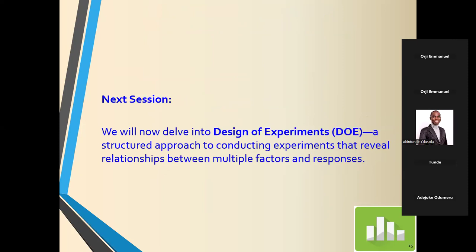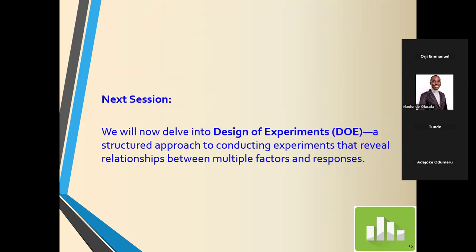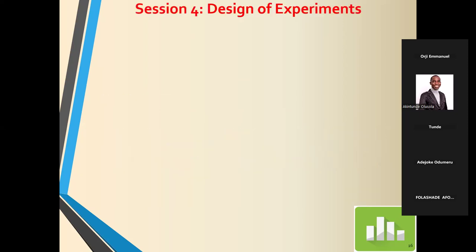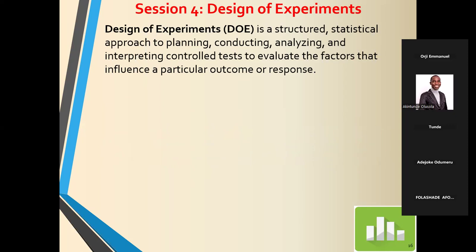Okay, so the next section: we will now delve into design of experiments. This is one of the major reasons why we are here. We want to see a structured approach to conducting experiments that reveal relationships between multiple factors and responses. So design of experiments, DOE, is a structured statistical approach to planning, conducting, analyzing, and interpreting controlled tests to evaluate the factors that influence a particular outcome or response.